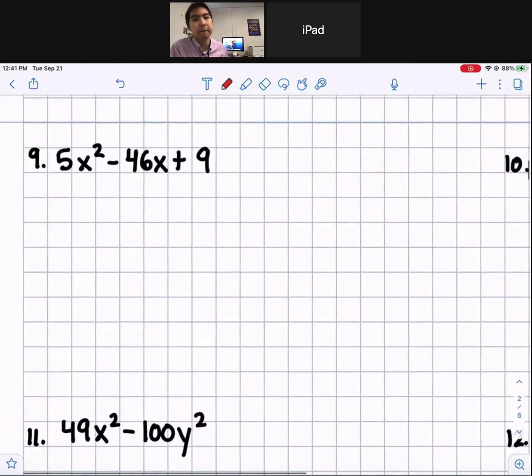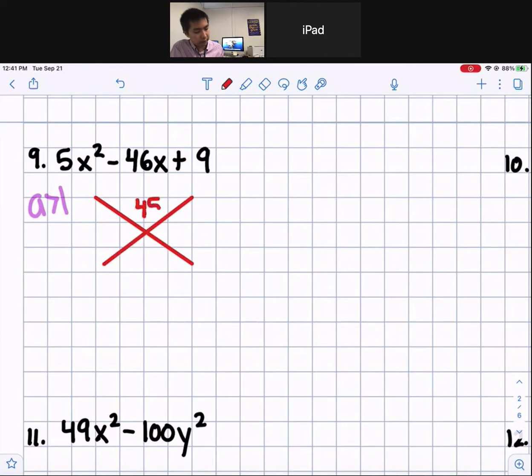Number 9. Can't factor out something from 5, 46, and 9. It's a trinomial, and a is greater than 1, so we could do the x method or guess and check, right? A times c is 45. So 5 times 9 is 45. Negative 46 on the bottom. The two numbers are negative 45 and negative 1.